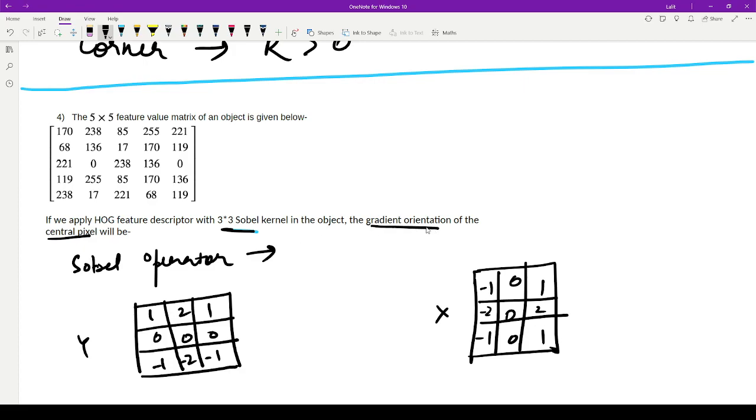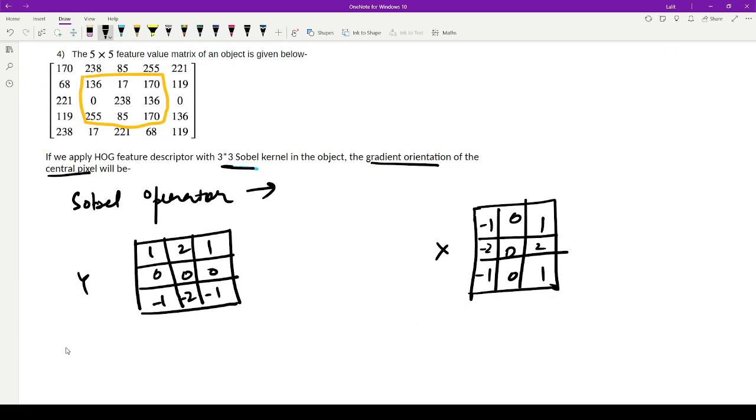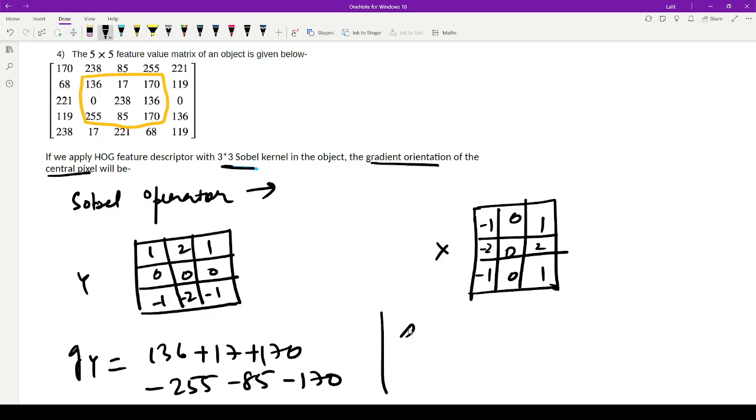So what you need to do is find the gradient at the central pixel, the gradient orientation at the central pixel. So what is it that we need to do? We'll take this area, and then we'll use this kernel to get the gradient along the y direction and x direction. We'll first get the gradient along the y direction, which is just applying it directly, and then it's 136, 17, 170, minus 255, minus 85, minus 170. What about g of x?